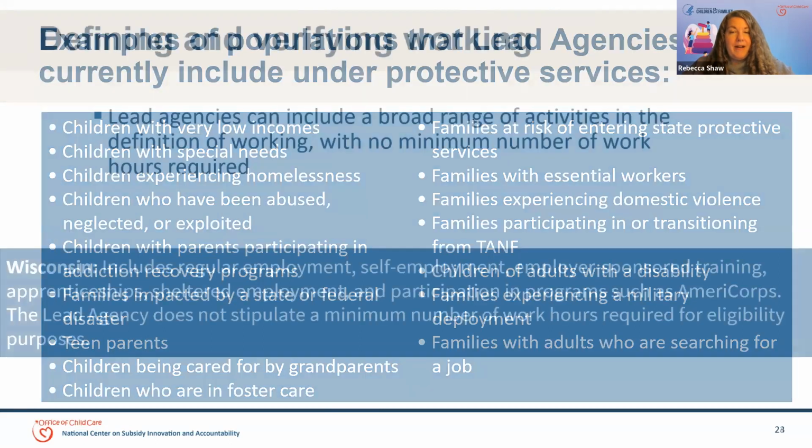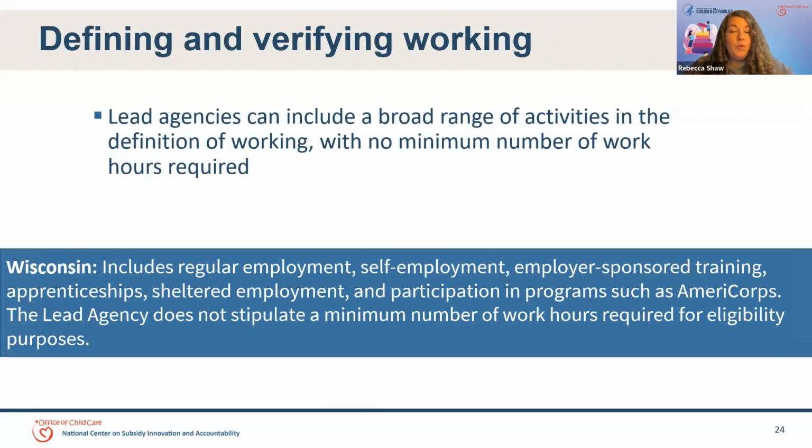The next slide is about how you can define working. The term working is not defined in the final rule. Instead, lead agencies must define what activities constitute working. OCC recommends including a broad range of activities in your definition of working, and you do not need to require a minimum number of hours for working. The application should clearly state what activities are considered as working. The call-out box on this slide shows Wisconsin's very broad definition of working. Regular employment, employer-sponsored training, and apprenticeships are included. There are no minimum working hours required for eligibility purposes.